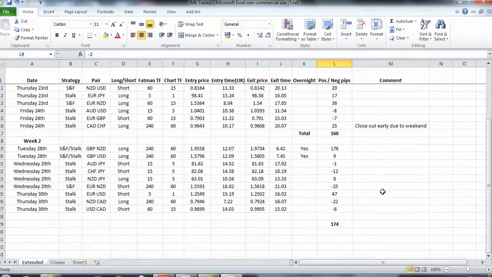Can you see? This week we've got a 47. I'm just about to show you a 176 pip win, and your biggest losers are a 25 there and a 22. So riding these trends is the key.